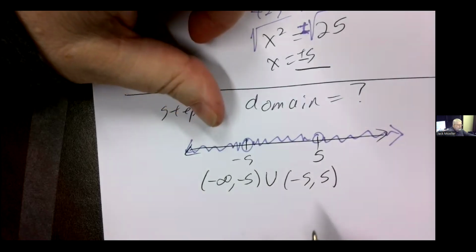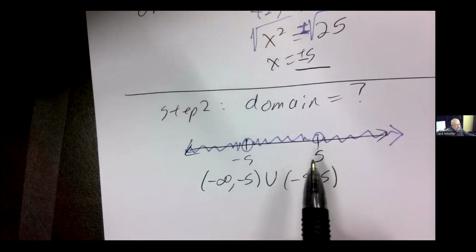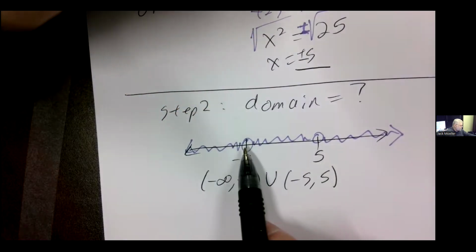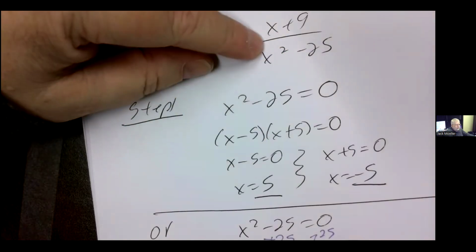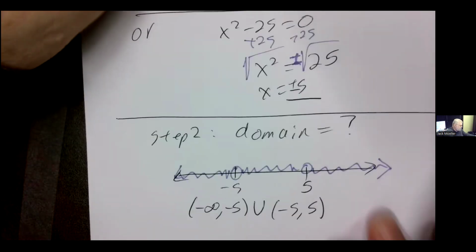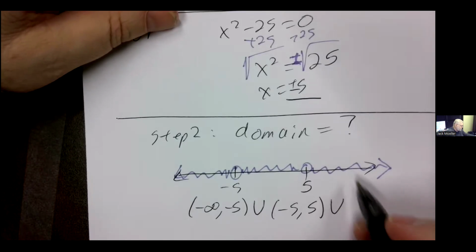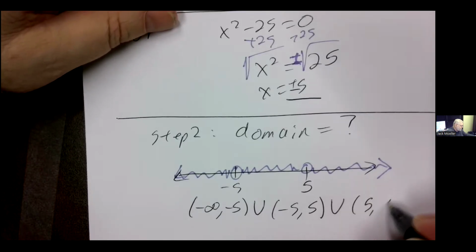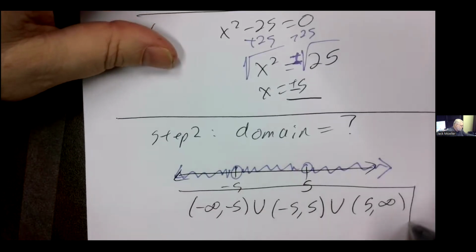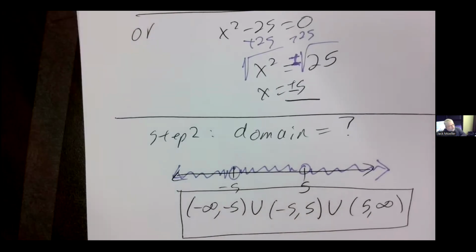Now, remember, we're using parentheses because we can't equal negative 5 or 5. If we equal them, that would be a closed circle, and then that would make us divide by 0 up here. And then we have another interval, so do union, and then 5 to infinity. That is the best way to put the domain.